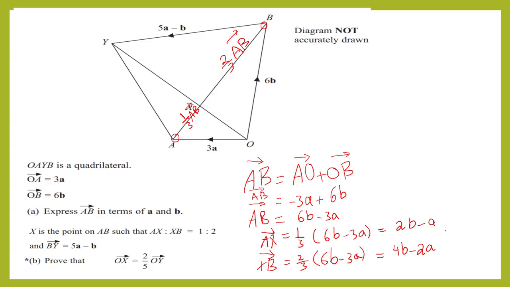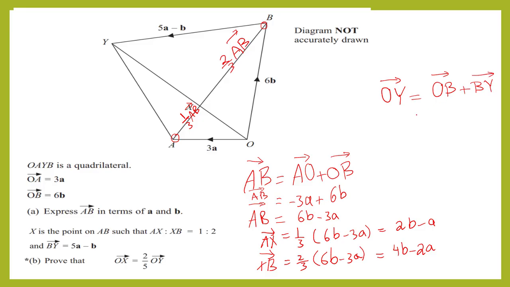What we need to do is, we have BY equals 5a minus b. We need to find or prove that OX is 2/5 of OY. So let's find OY first. OY is going through OB, then BY.